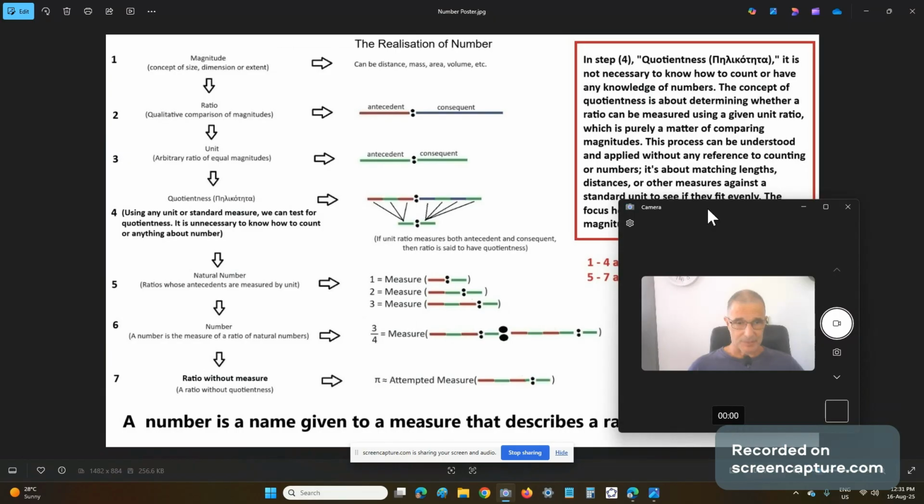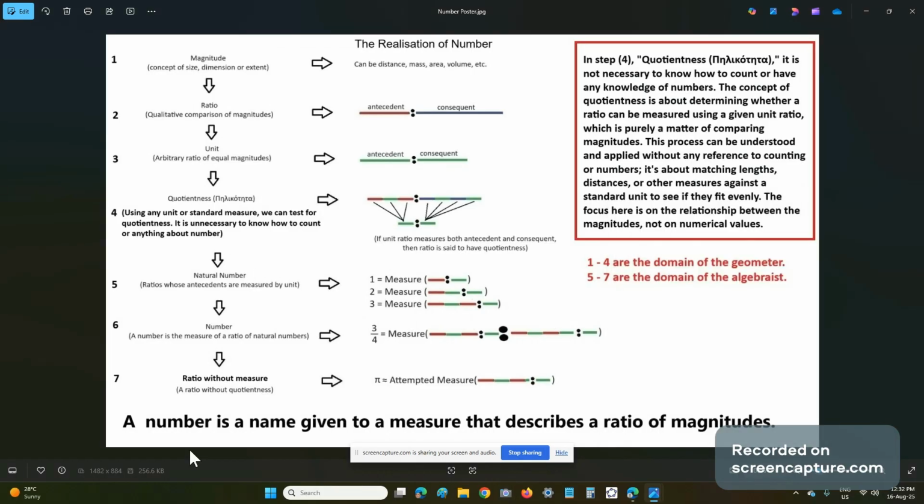In the past, I have shown you this number poster that you see in front of you. It gives you the perfect realization of number in 7 steps. It doesn't need anything. It's complete. It follows logically from each previous step, and it tells you every single thing you need to know about number. And I'm going to explain that to you today and why it's true.